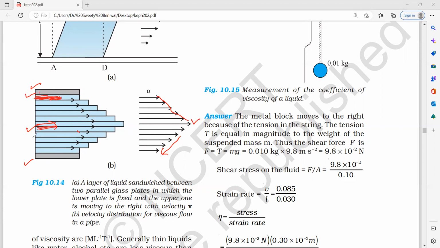A layer of liquid sandwiched between two parallel glass plates, in which the lower plate is fixed and the upper one is moving to the right with velocity v. Velocity distribution for viscous flow in a pipe. This is represented in the picture.